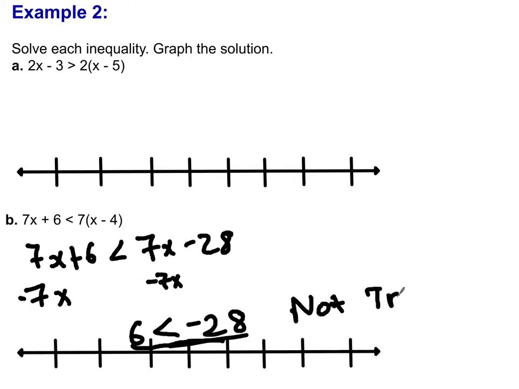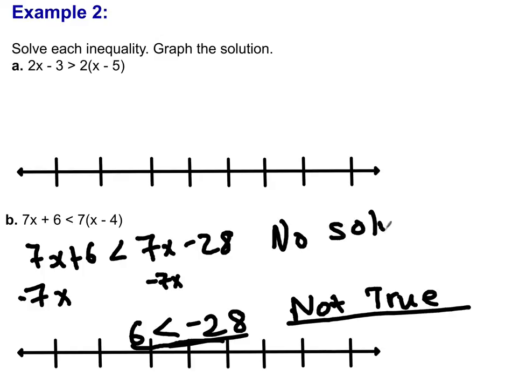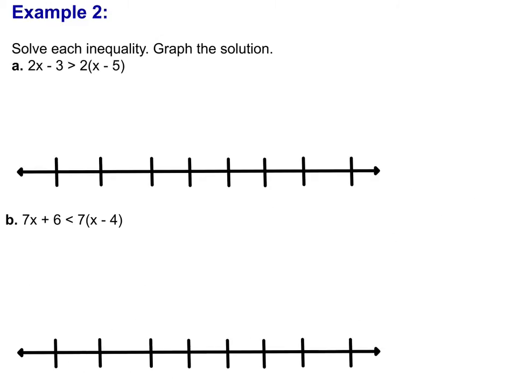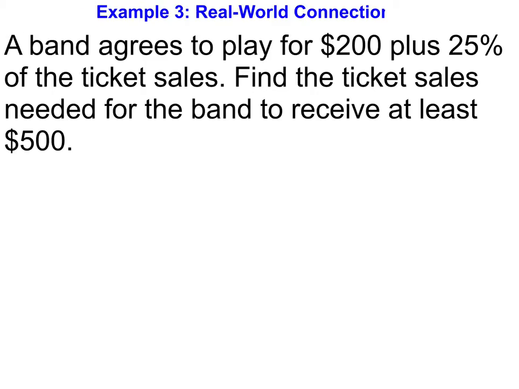This is not true. So what we have here is no matter what value we plug in for x, we're going to get a statement that is not true. So there is no solution. There's no value that we can plug in for x that will give us a true statement. So that's no solution. So if the x's go away, it's either all real numbers or no solution, depending on if the statement is true.